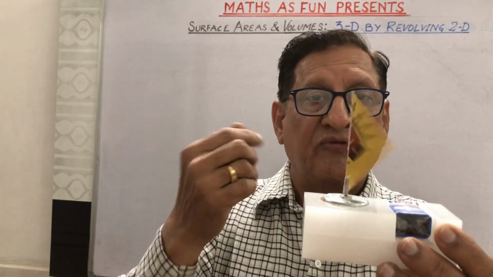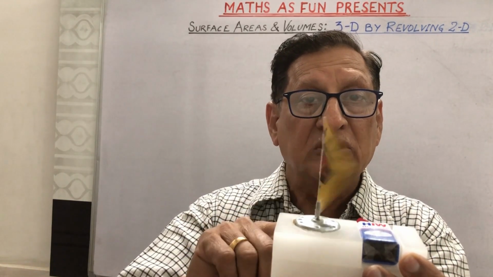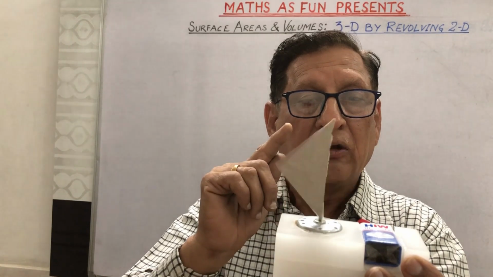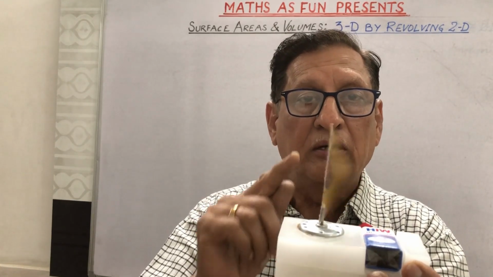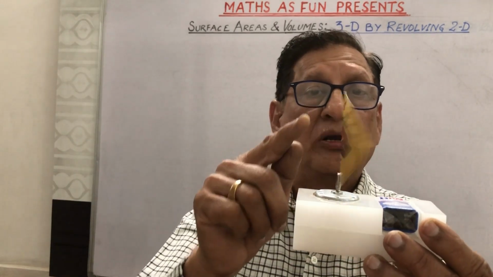So like this, by revolving the triangular sheet along the side, we can form only a single cone. But along the hypotenuse, we are finding that a double cone is formed.